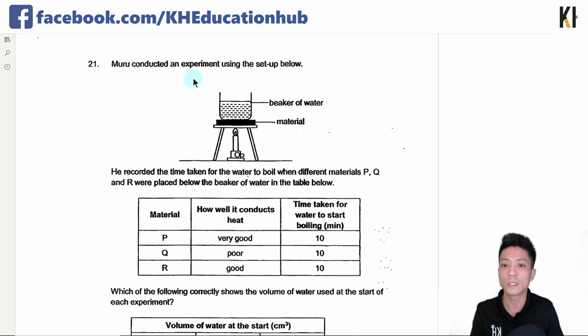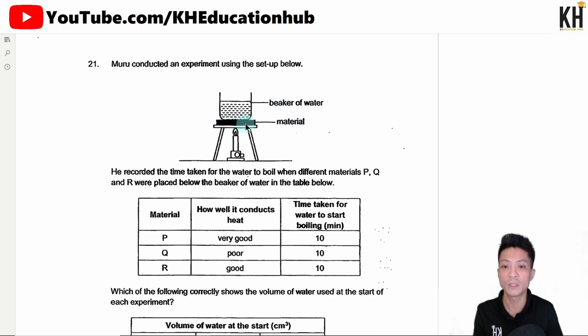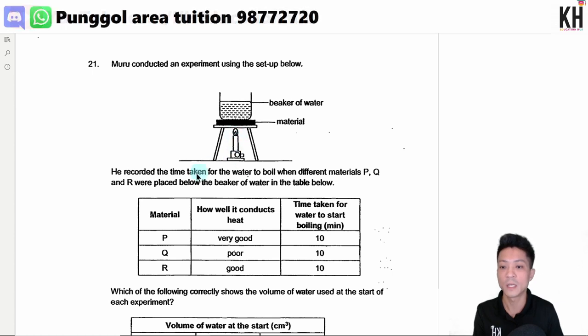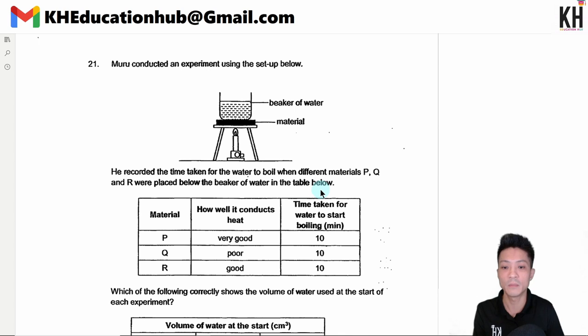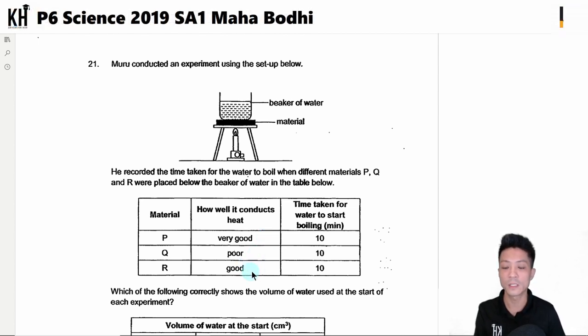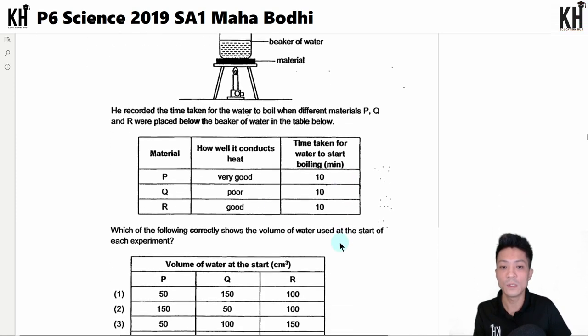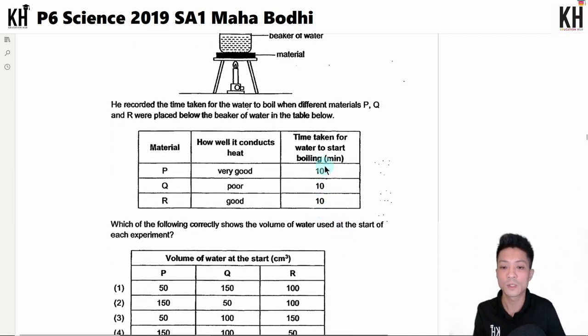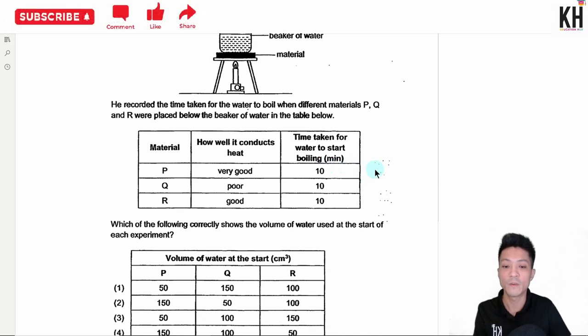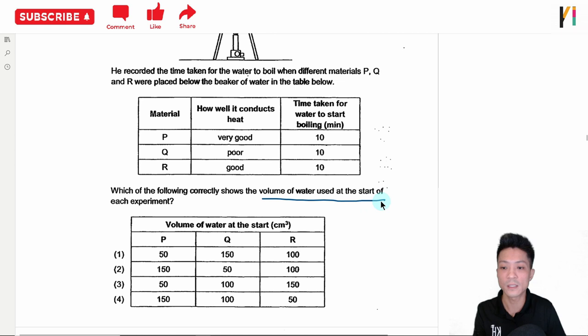Question 21. Muru conducted an experiment using the setup below. So in the experiment setup, there is a beaker of water, there is a material that is supporting the beaker, and then it is being heated by a Bunsen burner. He recorded the time taken for the water to boil when different materials P, Q, and R were placed below the beaker of water in the table below. So P is a very good conductor of heat, Q is a poor conductor of heat, and R is a good conductor of heat. We notice that the time taken for the water to boil is all the same. Which of the following correctly shows the volume of water used at the start of each experiment?